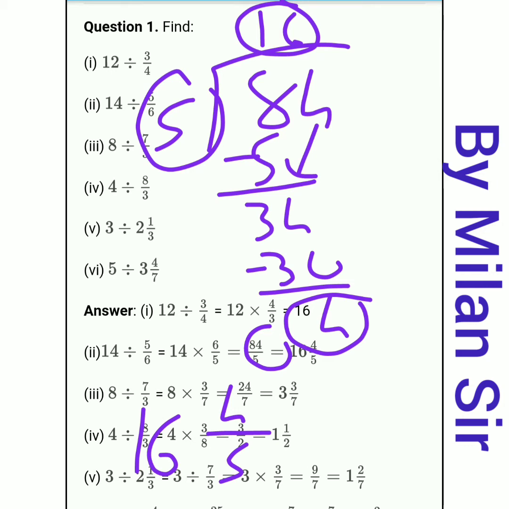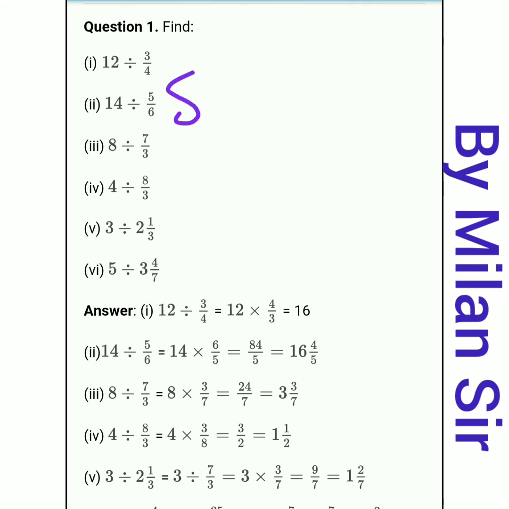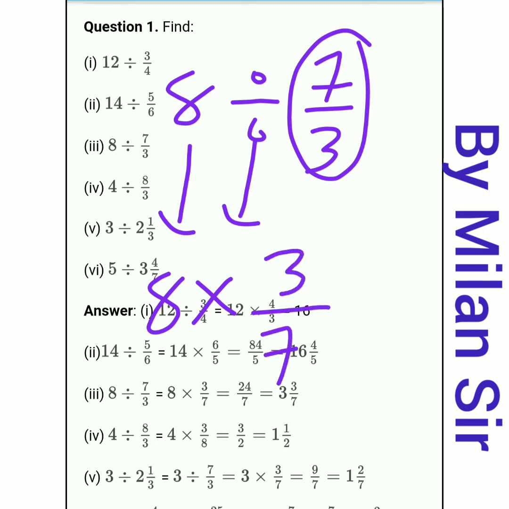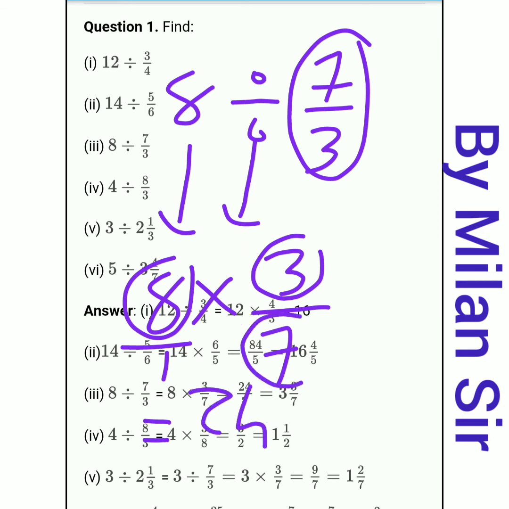Okay, question number 3. 8 divided by 7 by 3. So 8 remains as it is. Division becomes multiplication and take a reciprocal of 7 by 3. It is 3 by 7. Here nothing is present in the denominator, so we can write 1. Now here we cannot cut anything, so directly we need to do multiplication, right? 8 multiply 3. 8 3s are 24. Divided by 7 ones are 7.